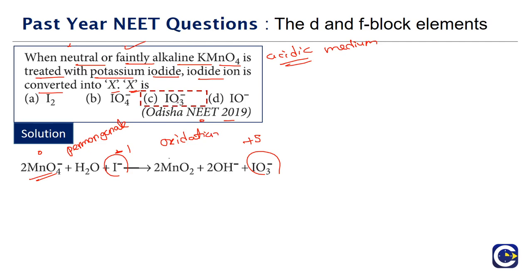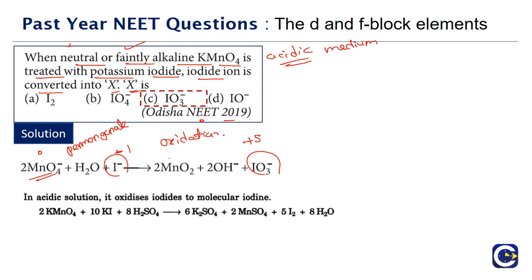So the correct answer for this is what? IO3 minus. On the other hand, if you have acidic medium, the I minus will be oxidized to molecular iodine. Means from the -1 state, molecular iodine means what? The oxidation state is what? 0. So here also it is undergoing what? Oxidation, but from I minus to I2. So that is the difference between the reaction in neutral or faintly alkaline medium and the reaction in the acidic medium.